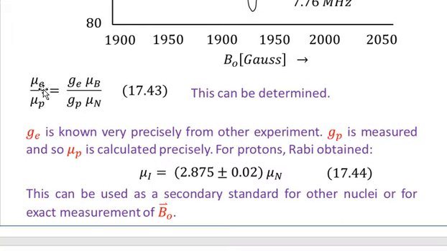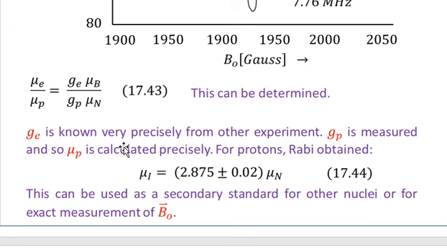So the ratio of mu E to mu P is equal to GE into mu B over GP into mu N. This ratio can be determined because G is known very precisely from some other experiments. One of such experiments is what we discussed while discussing the simple hyperfine structure in one of the previous lectures.